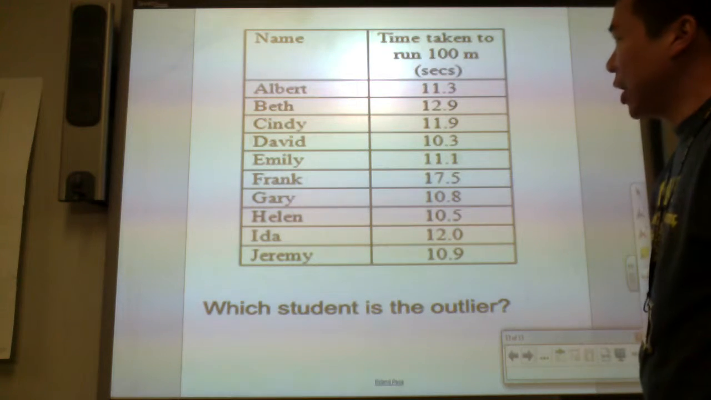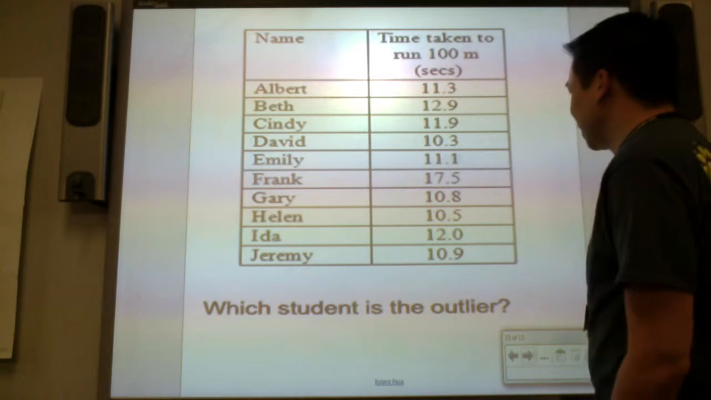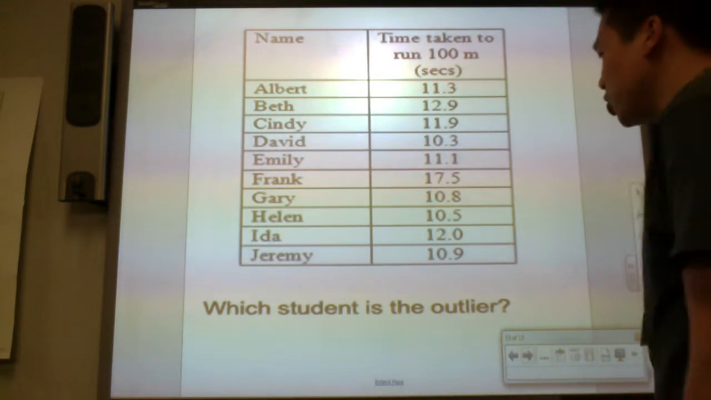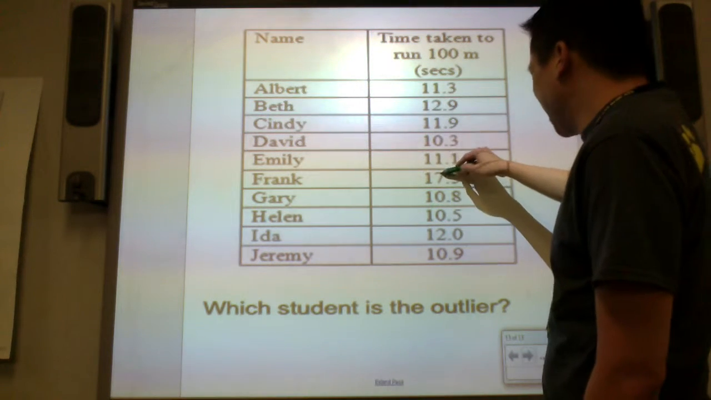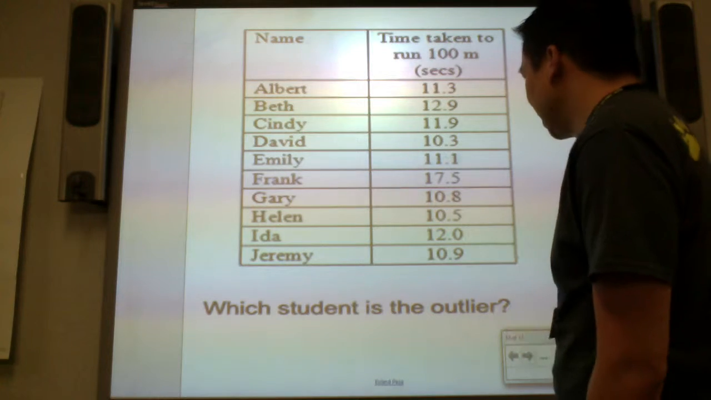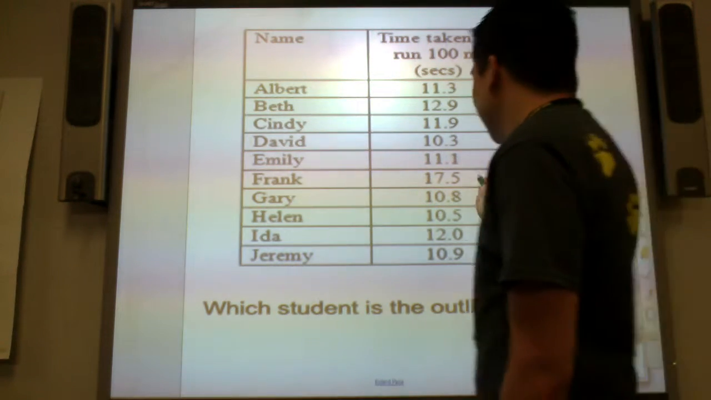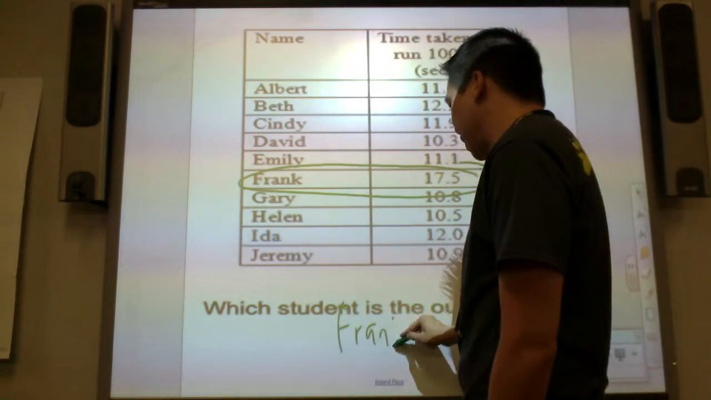In the next one, you have all these students and the time taken to run the 100-meter dash. I would probably take 25 seconds, so I would definitely be the outlier. Which student is the outlier? So let's see: 11, 12, 11, 10, 11, 17, 10, 10, 12, 10. Which one is completely out of the norm, outside the cluster? Frank is. He is completely outside of the norm.